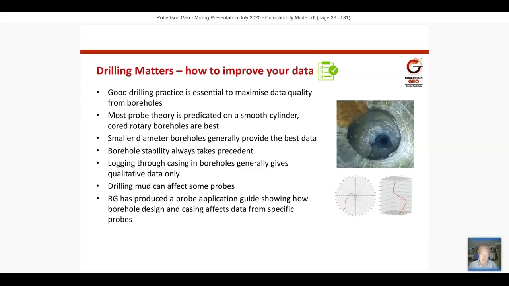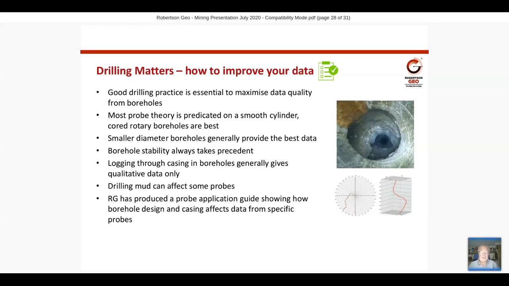Small diameter boreholes generally provide best data. The larger the diameter of the borehole, the greater the chance of breakout, collapse of the borehole, greater ovalization, and generally movement of the whole drill string within the borehole. So there's obviously a compromise between how small you can go for cores, suitable cores for core analysis, and for logging tools. Our logging tools are typically 42 millimeter diameter, with some exceptions where you have radioactive sources making the body of the tool larger.